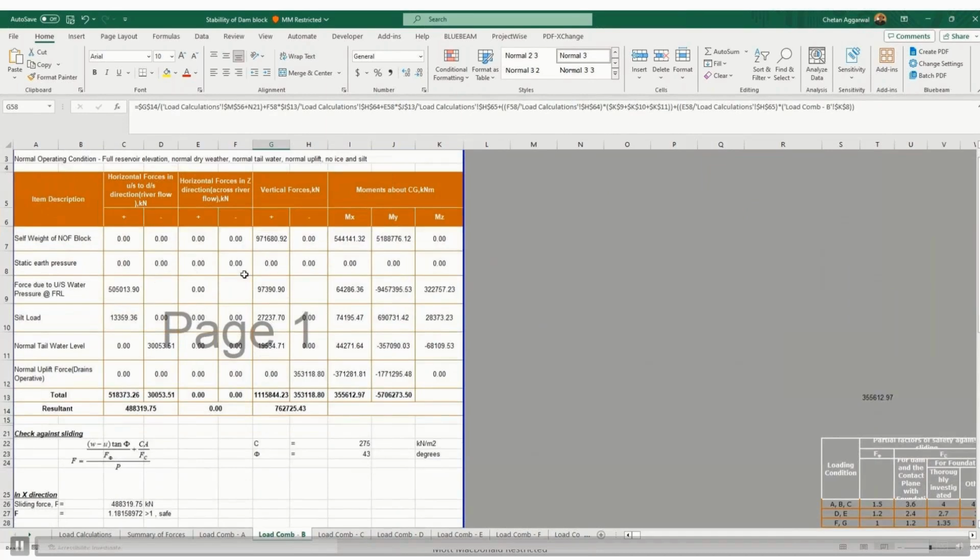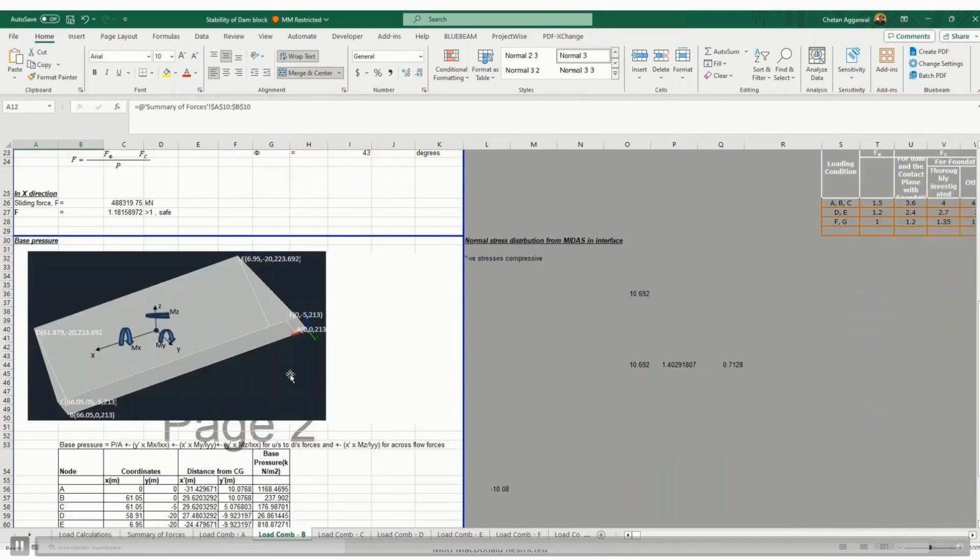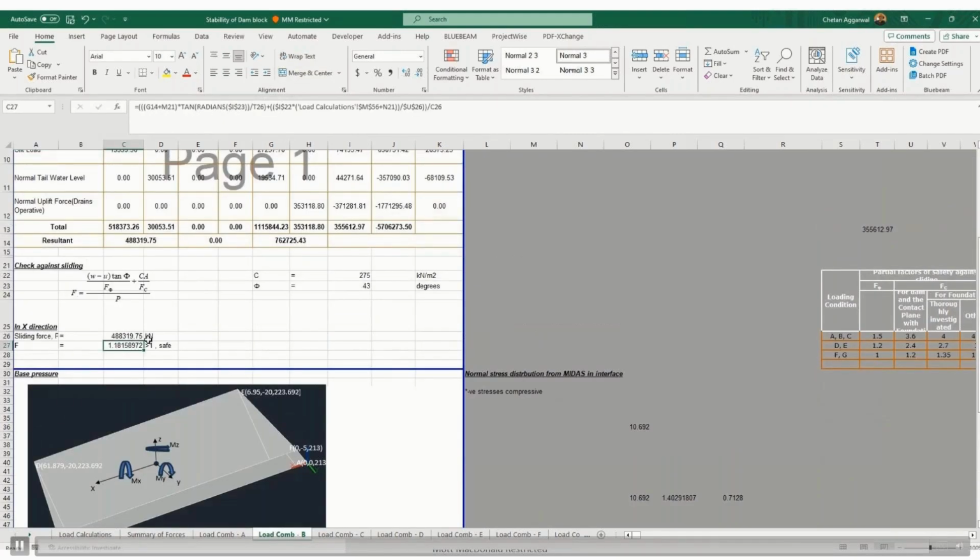In B condition, we have water pressure corresponding to FRL that will induce some lateral force and vertical component also. Okay, and then the movements, I'll discuss these movements. Then silt load we will have, normal tailwater level, and that will be having a passive resistance from the tailwater side, and we have vertical weight also, and the uplift will reduce the weight, you know this. So this is safe again for the sliding.